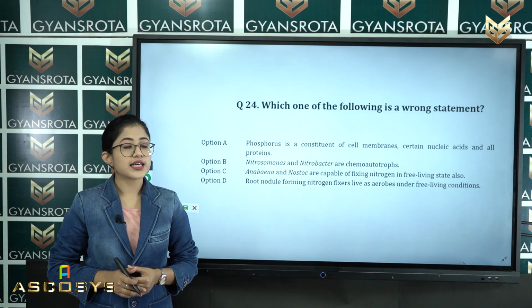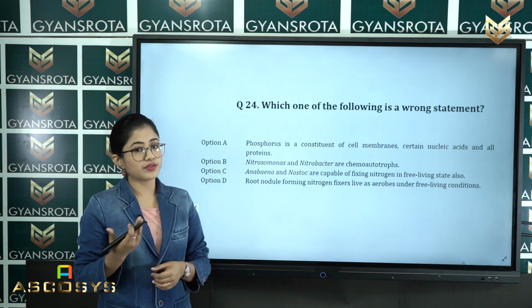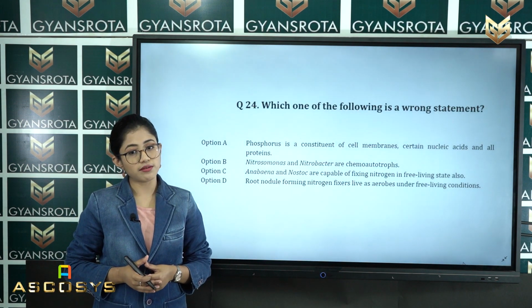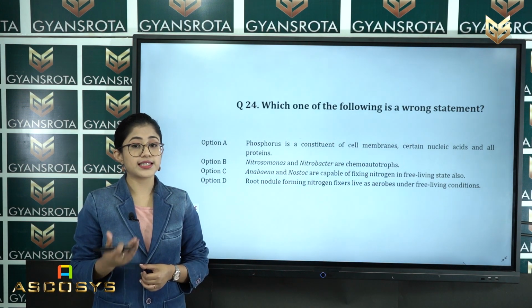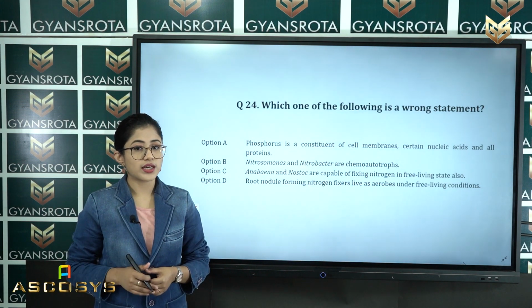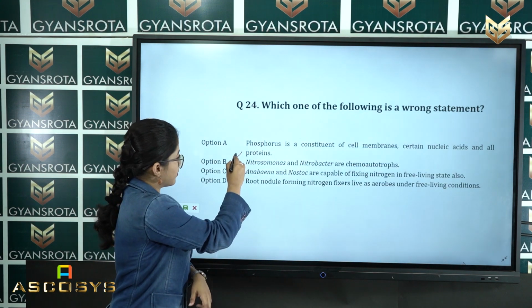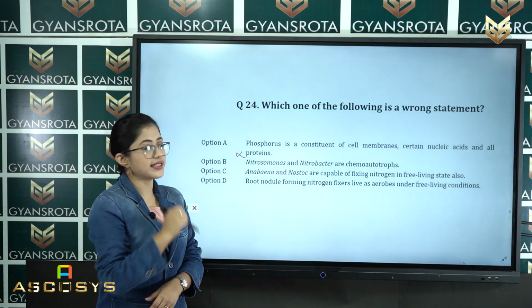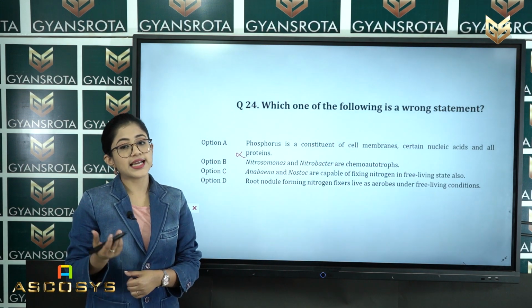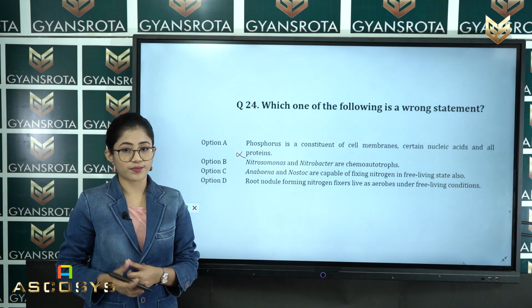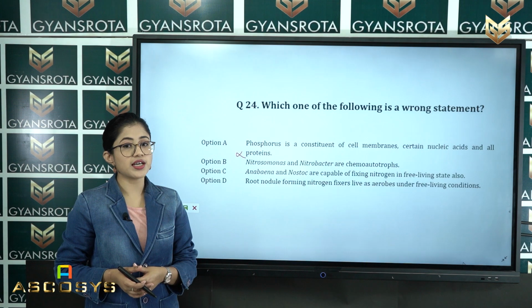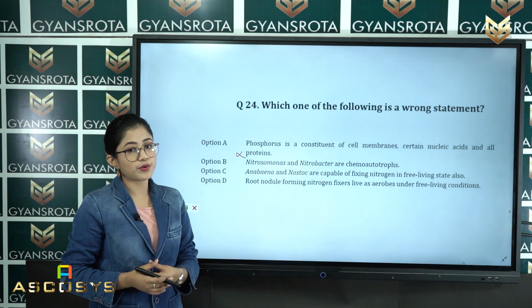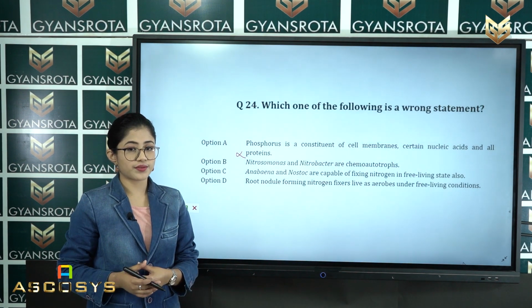Let's find out. In option number A it is written phosphorus is a constituent of cell membrane, certain nucleic acid and all proteins. Is this a correct statement? Well, no, this is a wrong statement. Next, in option number B it is written Nitrosomonas and Nitrobacter are chemoautotrophs. That we have already discussed in chapter biological classification, that these are the two examples of chemoautotrophs.